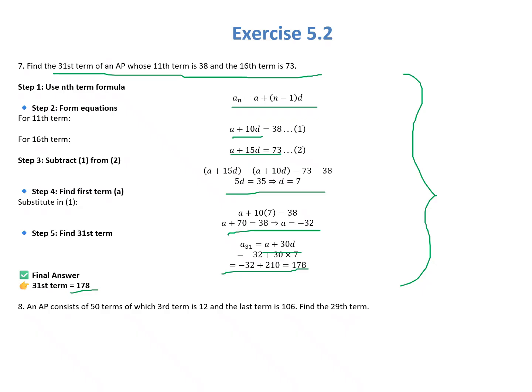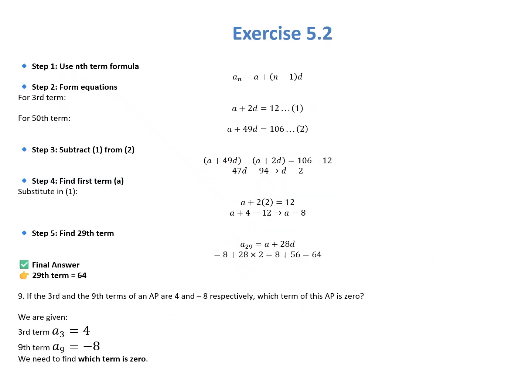Next question is: an AP consists of 50 terms, whose third term is 12 and last term is 106. Find the 29th term. So we'll solve this in the next slide. Okay, so our formula is a plus (n minus 1)d. So we have to form the two equations here. From the third term, a plus 2d is equal to 12. The 50th term is a plus 49d, which is equal to 106. When we solve this, we get the value of d as 2 and the value of a as 8. Then we can find the 29th term, which is equal to a plus 28d. We get the final answer here.